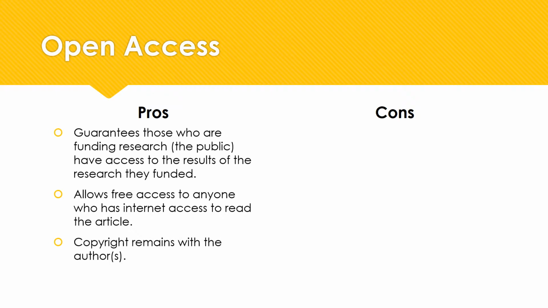Next, the copyright remains with the author, giving authors the ability to control the dissemination of their research. This may allow their research to have a wider reach, which may improve their chances of being cited. Since we use citation data frequently in promotion and tenure, this benefits the author.